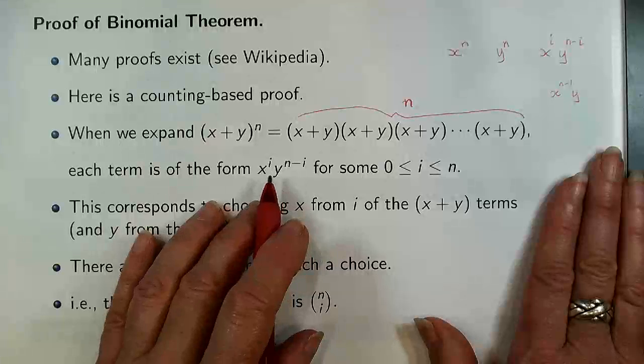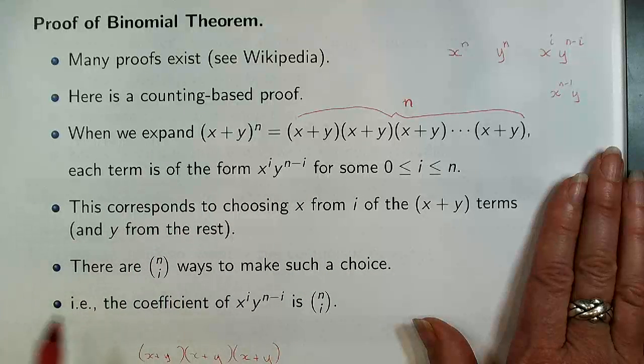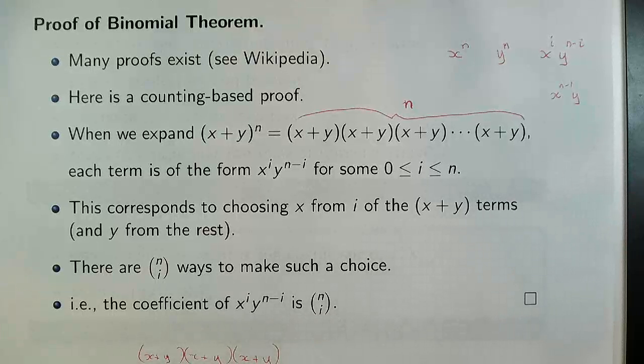So you see x to the i, y to the n minus i, n choose i times. And that's it. The coefficient of this is n choose i. That's the proof. You can do it with just a simple counting argument. That is lovely, isn't it?